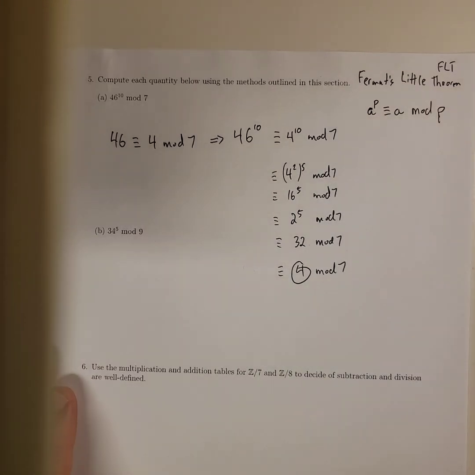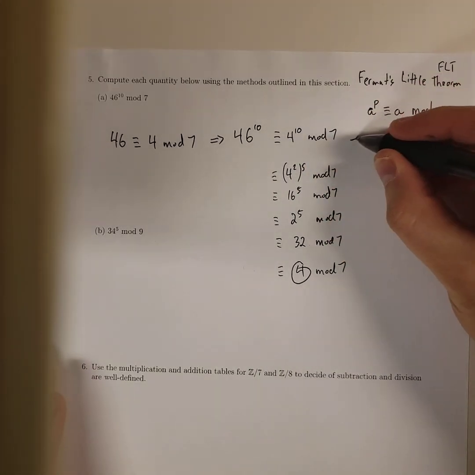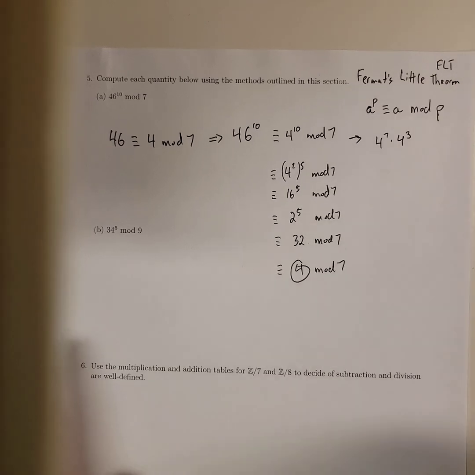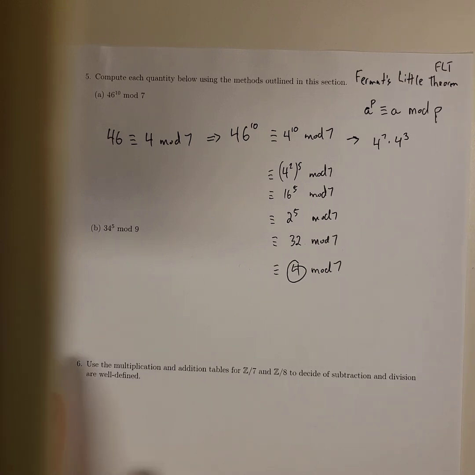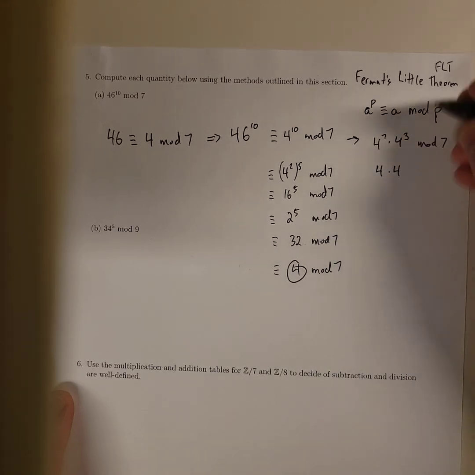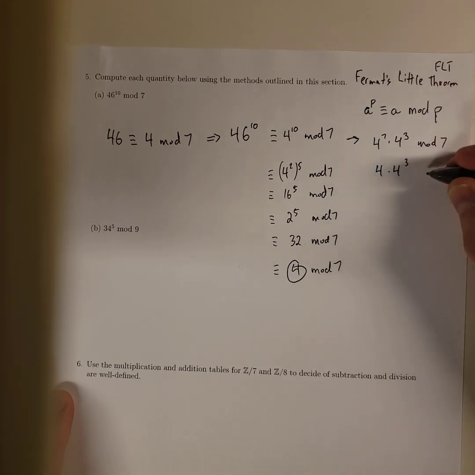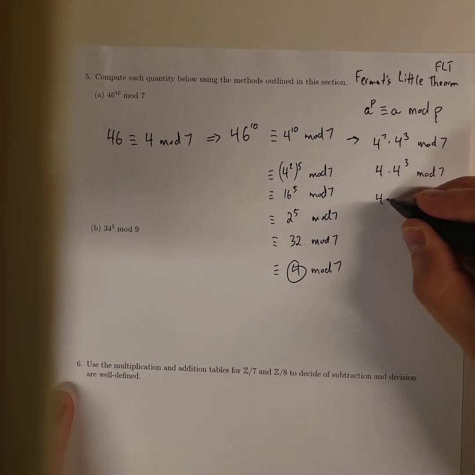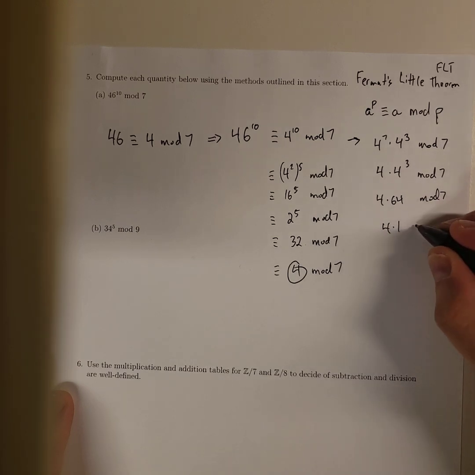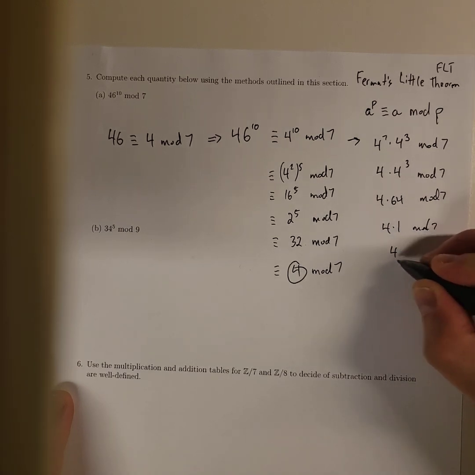So I'm working mod 7. When I was doing 4 to the 10th, I could think of that as 4 to the 7th times 4 to the 3rd, since you add exponents. I'm working mod 7, so 4 to the 7th mod 7 is just 4. That's using this property with a equals 4. And 4 to the 3rd is 64, so I can reduce that mod 7 and get 1. And so we get 4 again. Again, a little bit shorter amount of steps.